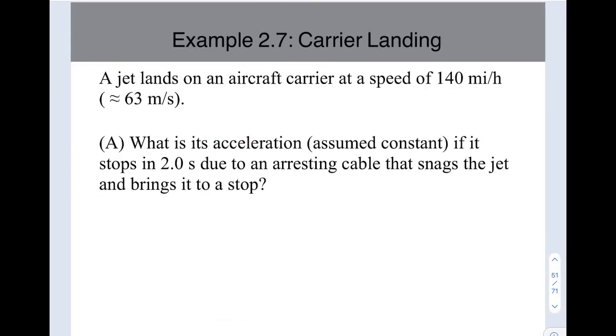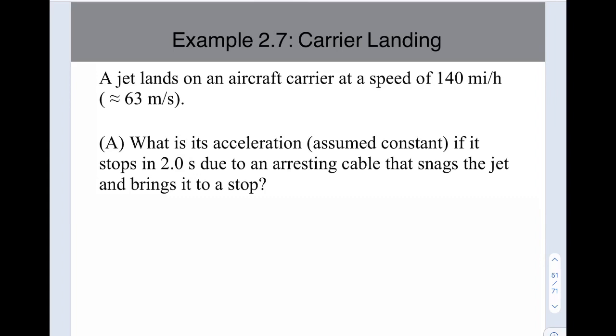Example 2.7, carrier landing. A jet lands on an aircraft carrier at a speed of 140 miles per hour, which is more or less 63 meters per second. A. What is the acceleration, assumed constant, if it stops in 2 seconds? Due to an arresting cable that snags the jet and brings it to a stop.